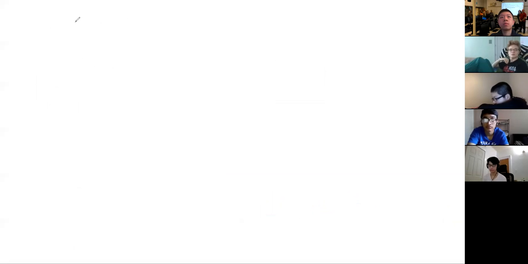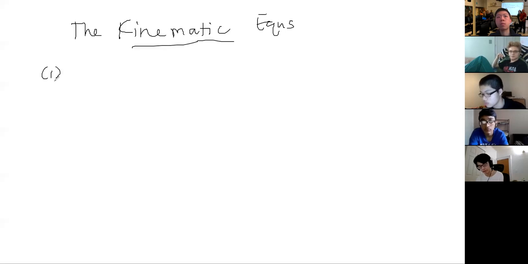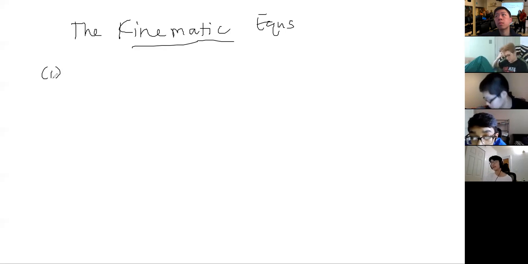Wait, so there were 2 ways to represent displacement, right? Yeah. And I'm going to write out what we have derived so far. So the original one with the t squared, that would be like when your velocity is not constant, right? Yes, that would be correct.